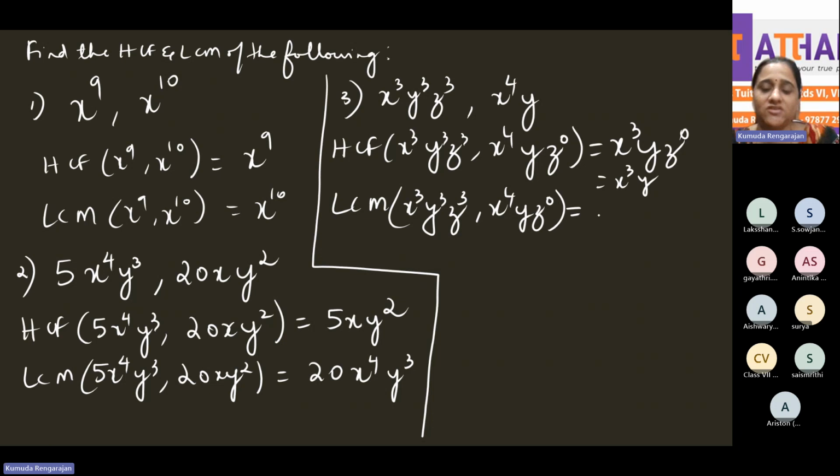Now LCM is highest power. So x to the power 4, y to the power 3, z to the power 3. Correct? Highest power. So this is the LCM.